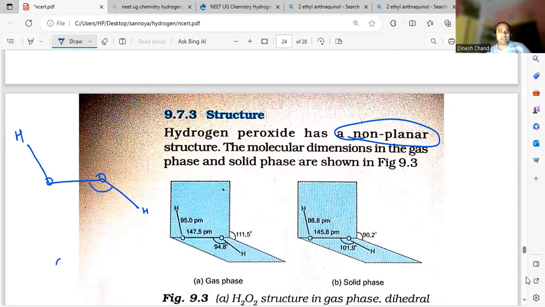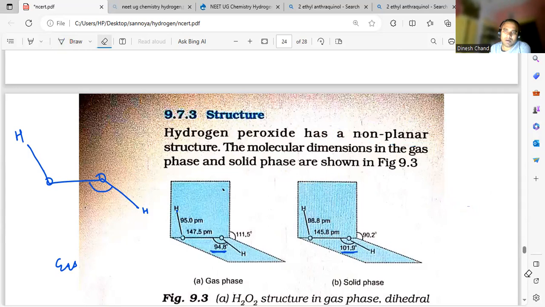If I am talking about the gas phase, the angle is 94.8, here you see. And if you are talking about the solid phase, it is more. Sir, I'm asking if hydrogen peroxide exists as solid. Yes. At a certain temperature, I think below 20K, if you are cooling up to this, it becomes solid.